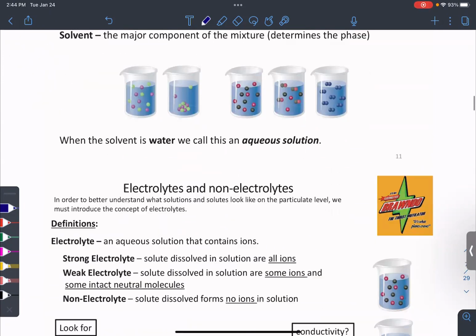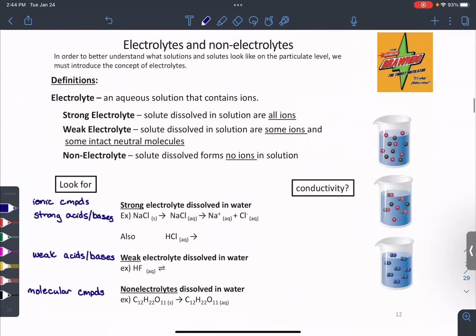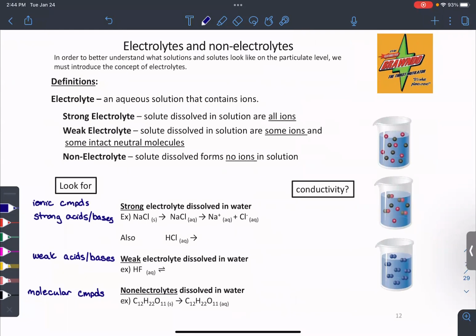All right. So what do things look like when you dissolve them in water? We need to think about, again, we can't see particles. We can't see atoms, but we can see some of their behaviors. Oh, this is kind of scary.